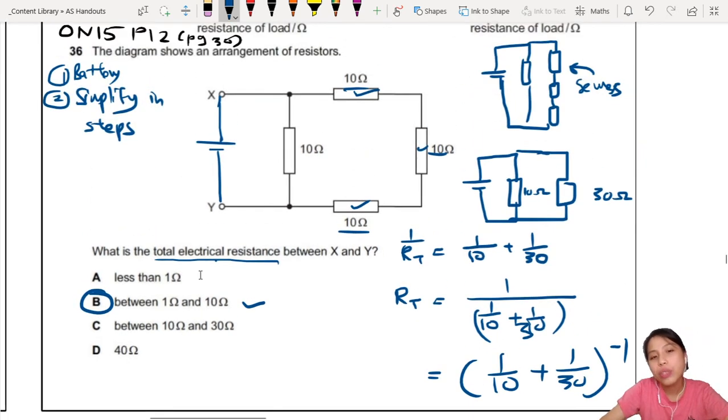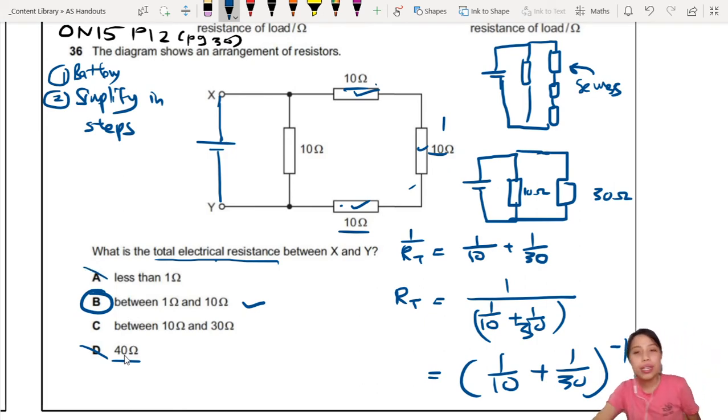Now, there are ways where you can guesstimate this. Try to say less than 1 ohm. No, cannot be. 40 ohm, this one definitely out. Confirm out, because 40 ohm is when you add all 4 together, so cannot be this, cannot be this. So you can guesstimate, okay? So that's the first question.